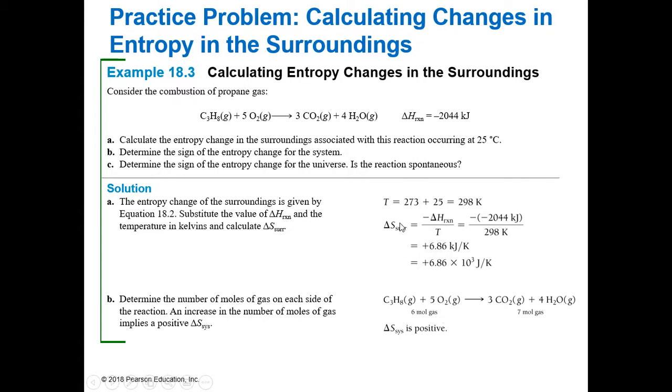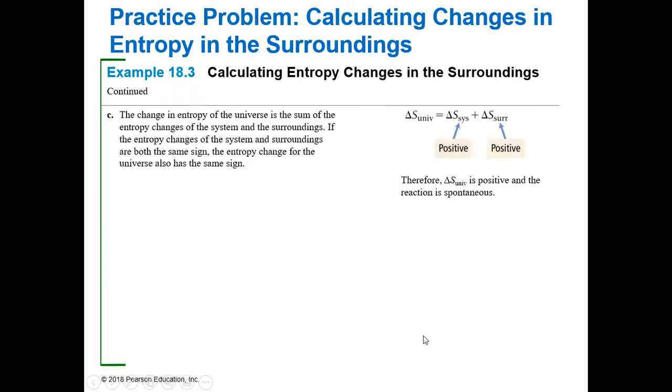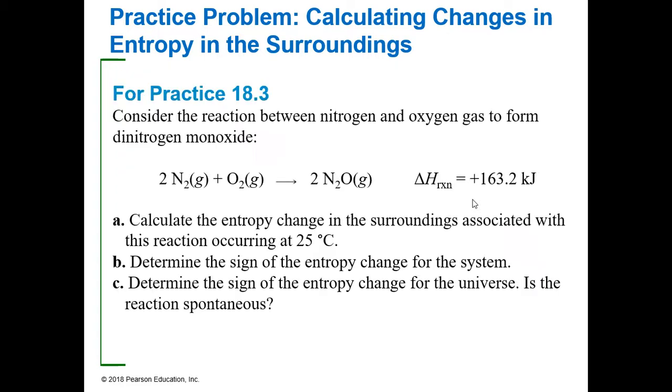So we have a positive delta S of system and surroundings. So overall, what is the sign of the entropy change of the universe? Well, it looks like this is positive plus that. It is going to also be positive, so delta S of our universe is positive, and therefore our reaction is spontaneous. Go ahead and pause, try this example.